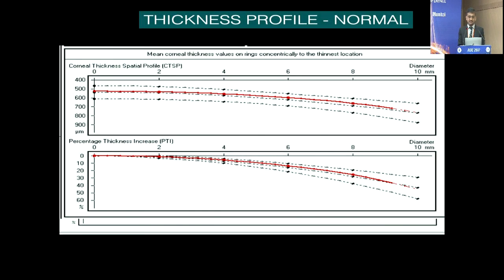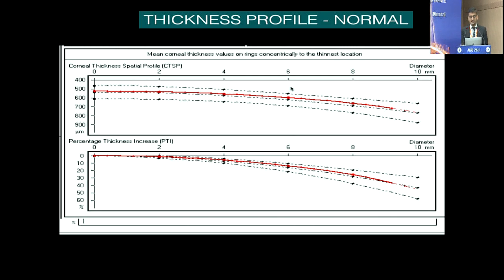So next is the thickness profile map. Basically, you have about 22 concentric circles which are drawn across the thinnest point on the cornea, and the pachymetric measurement is done from the thinnest point to the outermost periphery, and basically you get a graph.